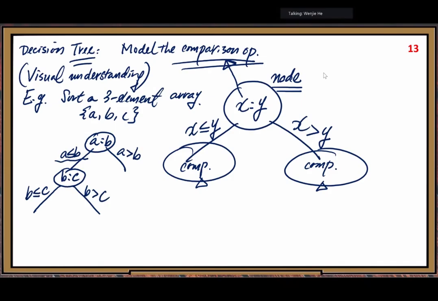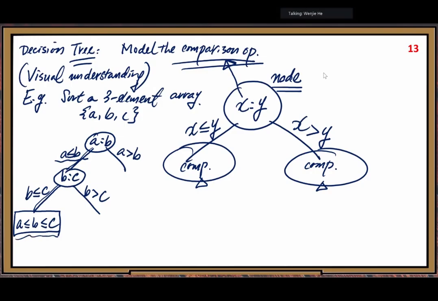But for this left branch, after 2 comparisons, we have the sorting result, right? Because we know the order. A less than or equal to B less than or equal to C. So the result, I use this rectangular box representing the leaf node. It's a leaf node. So we can stop. So that's our sorting result.